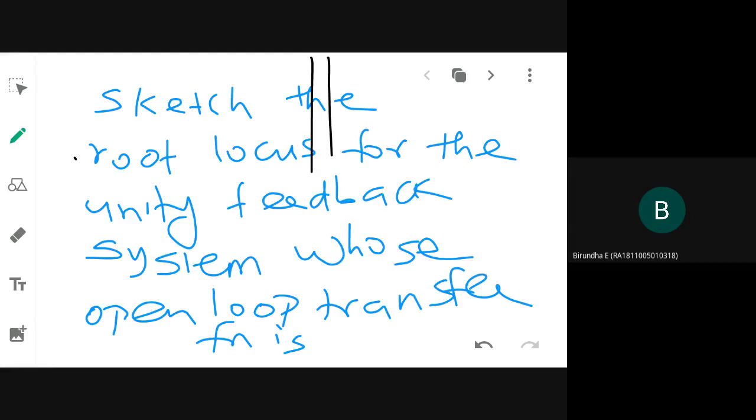Those who are in class, please copy down the question. The second problem of root locus. Are you taking down the problem? Please don't sit sleepy. Are you taking down the problem?